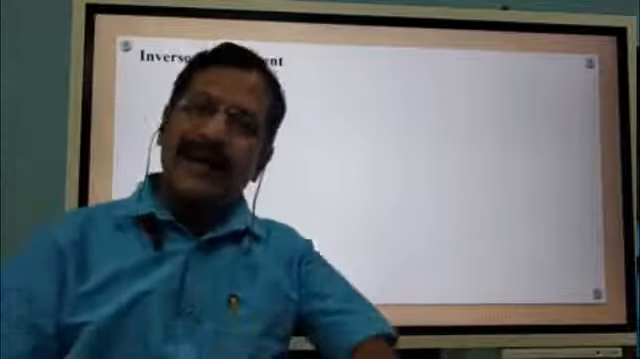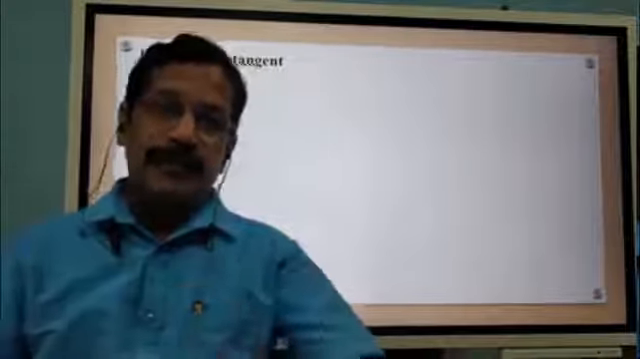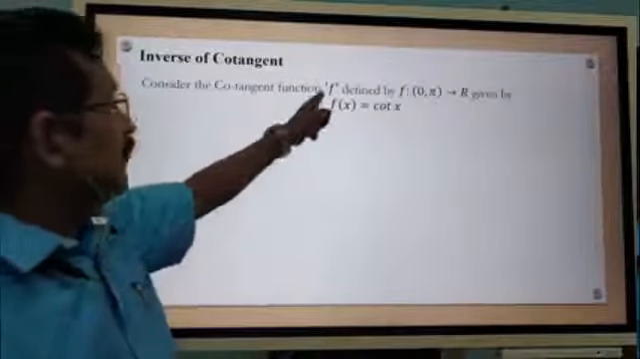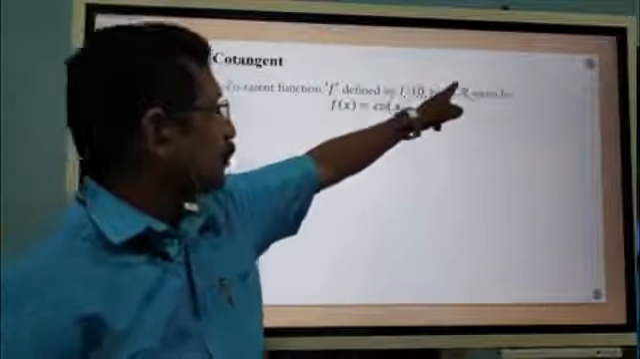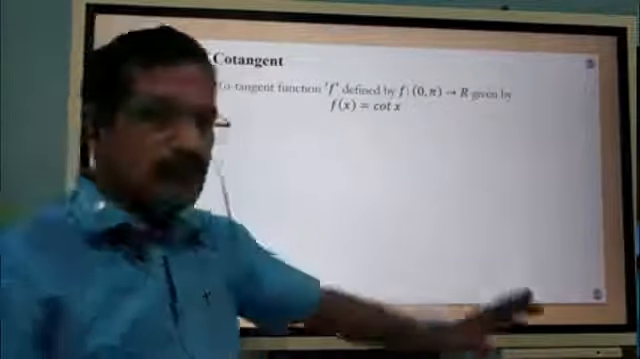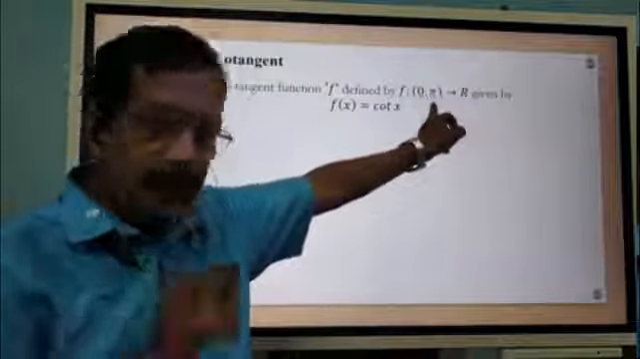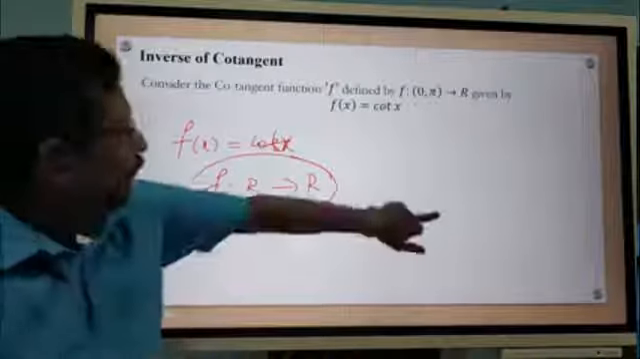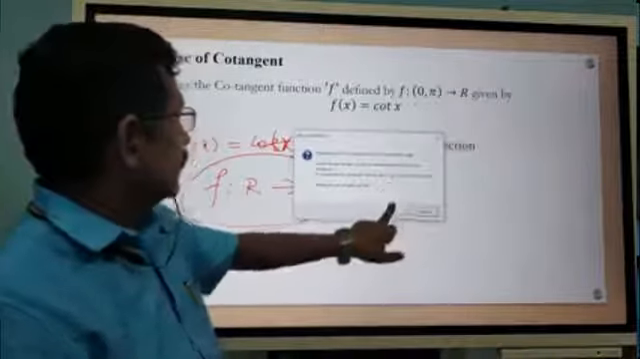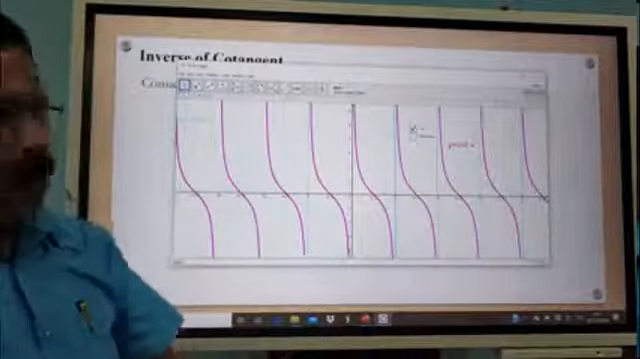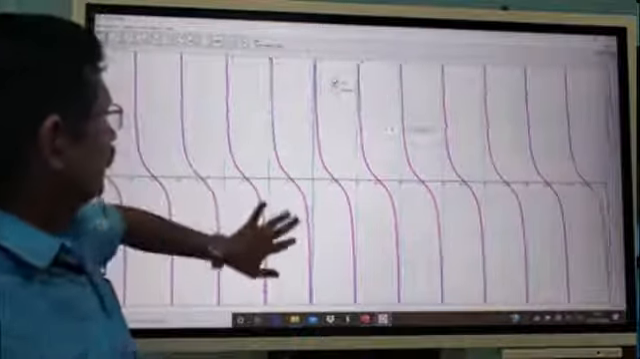Now let us discuss the inverse of cotangent, otherwise cot. Consider the cotangent function f defined from 0 to pi to R, given by f of x is equal to cot x. Actually, I have restricted the domain. Consider the graph of the cotangent function. This is the graph of the cotangent function.